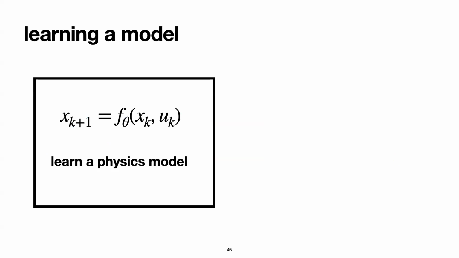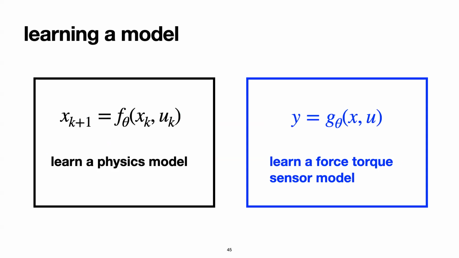So normally what you do when you're doing sysID is I try to learn some physics model. I want to learn a discrete dynamic system that takes my states and controls at one time step and tells me what my state will be at the next time step. But really, I think there's actually an easier way to go about this problem, and that I don't want to learn a full physics model. I just want to learn a force torque sensor model.